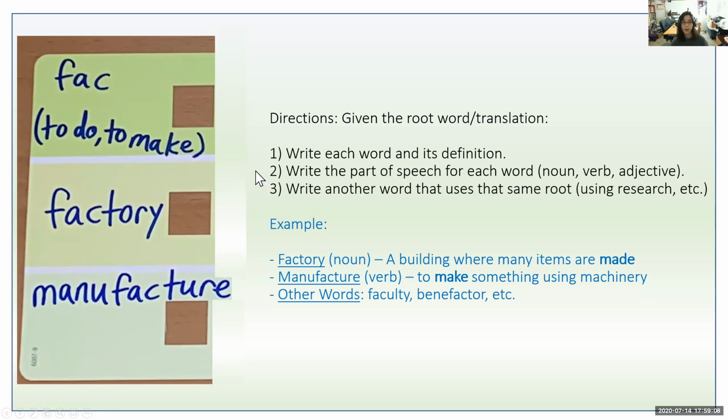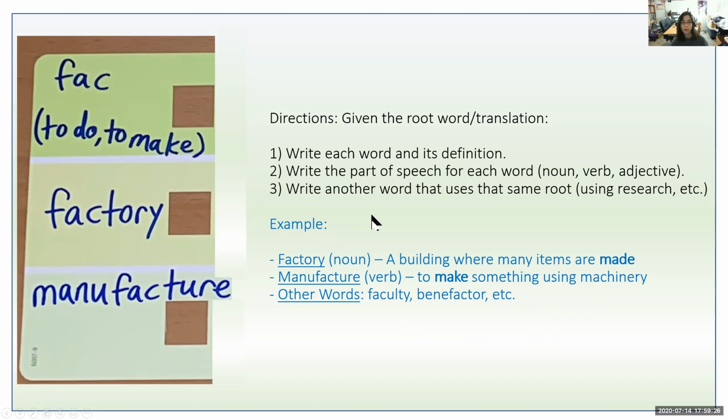For the second step, I wrote the part of speech. So I said factory is going to be a noun because it's a thing. A building is a thing. Manufacture is going to be a verb because it's an action, to make something using machinery. So I wrote the part of speech for each word.